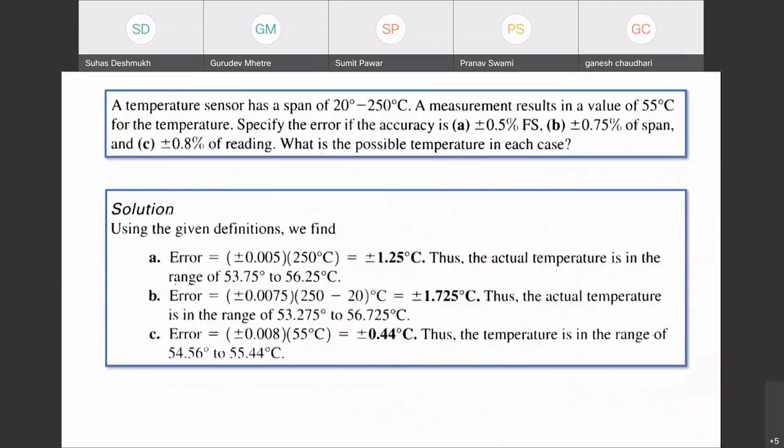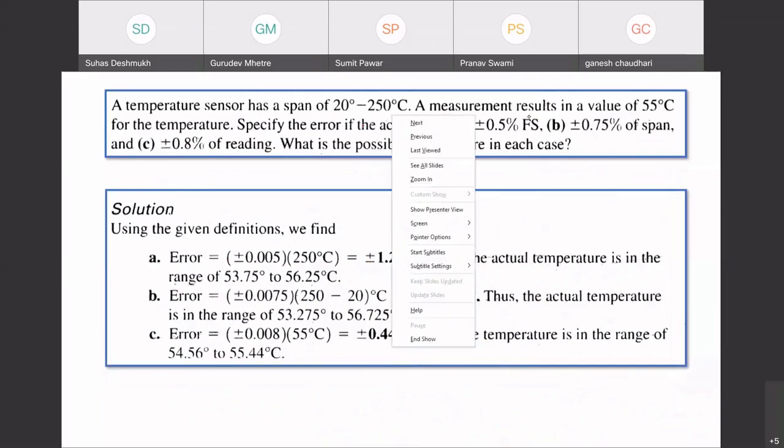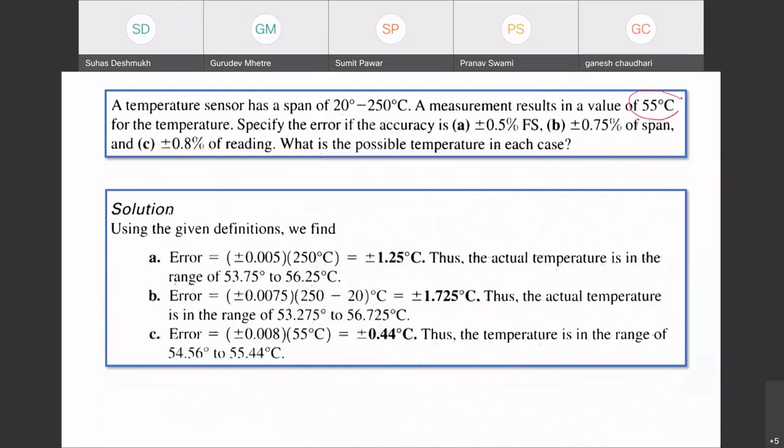Now, one more example. Having a 20 degree, the measurement value is 55 degrees, and how much error will be there if the accuracy of my sensor is 0.5% of its full scale? Full scale means what? This value, full scale, 250 degrees.